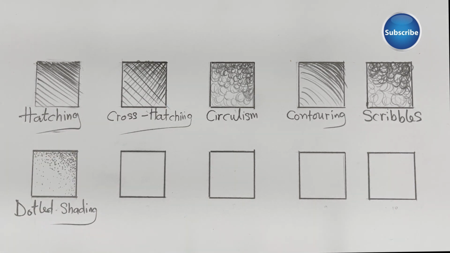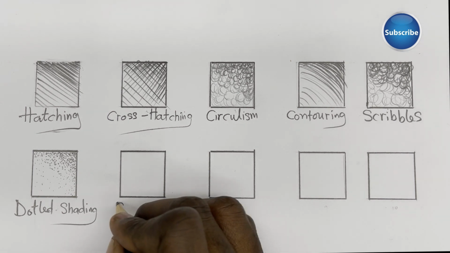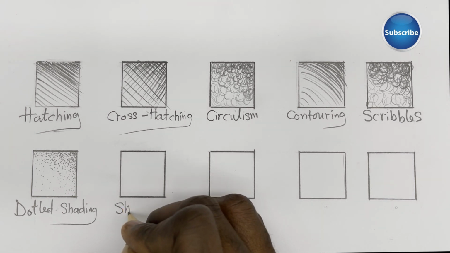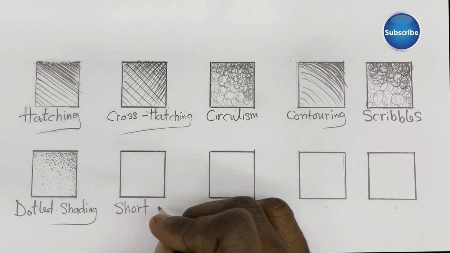Okay, so that is how the dotted shading looks. Now the next one that we're going to look at is the short dashes.